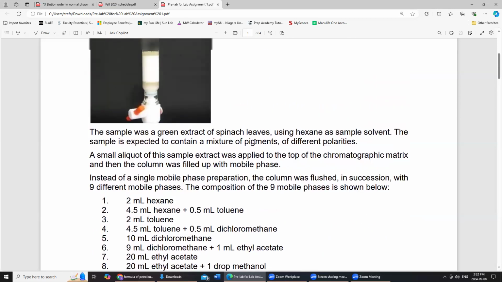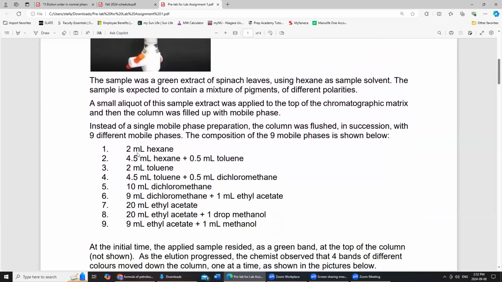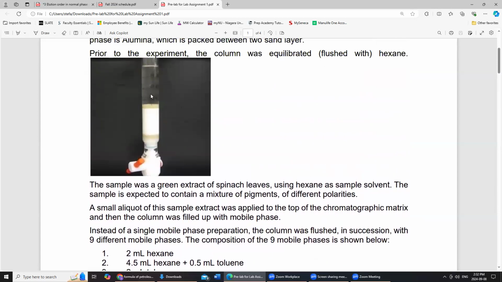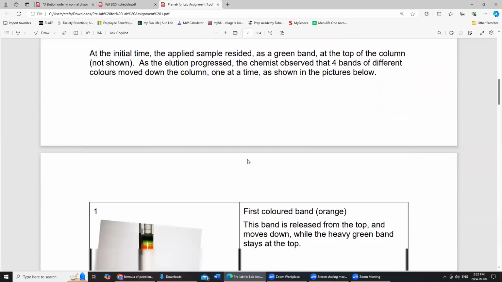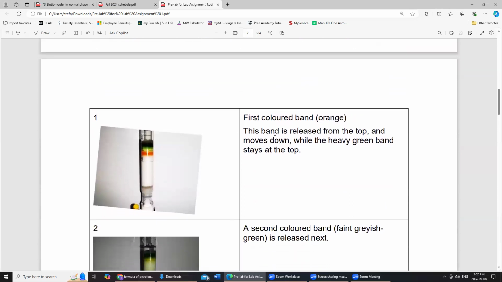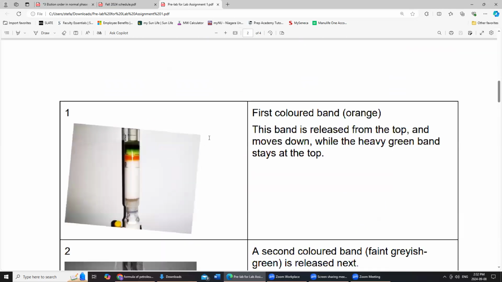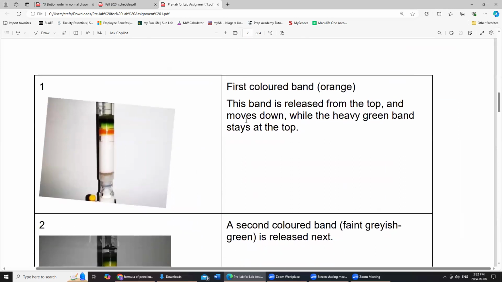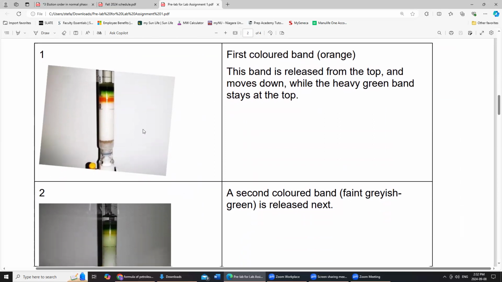And again, as you're going along, you would just add this as you go. Once one part has gone into the column, you would just add the next layer, right, of your gradient. So we're going to get a nice, and this is what you should expect to see in the lab. You should get a nice orange band coming out first. And again, it depends what the specific mixture is, but you will see similar things like this. You'll see different colors coming off first.